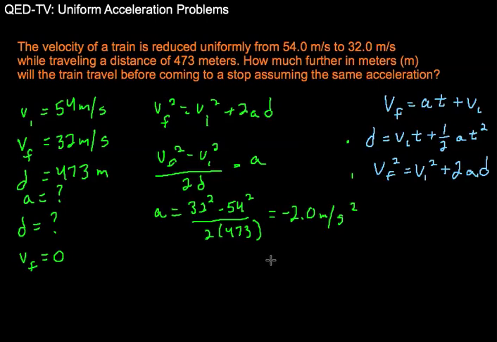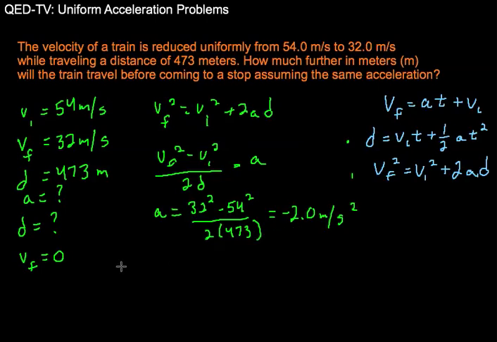So this train is slowing down. We know it's slowing down, so it went from 54 to 32. And these are positive velocity vectors, and our acceleration is negative. And so if you remember, when the signs of the velocities and the accelerations are opposite, that means you're slowing down. So we're slowing down at a rate of 2 meters per second for every single second.